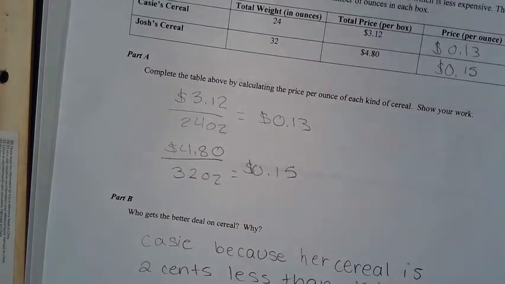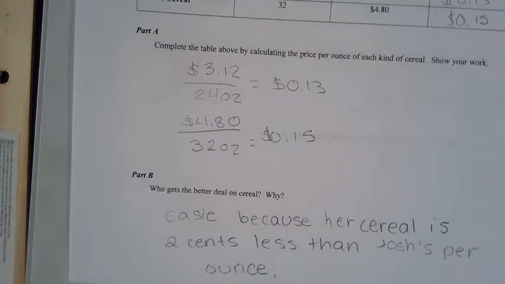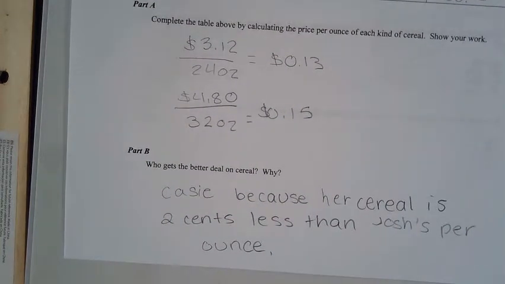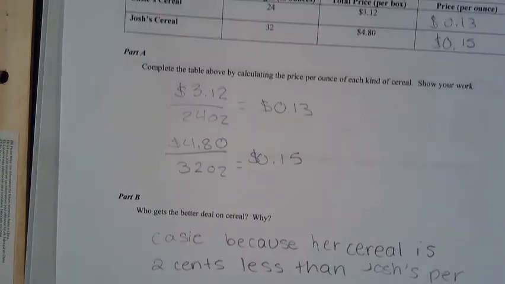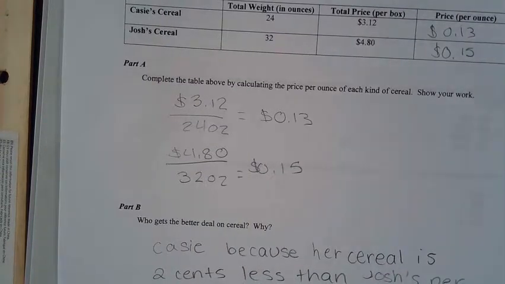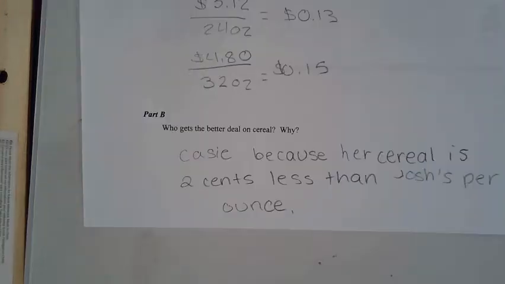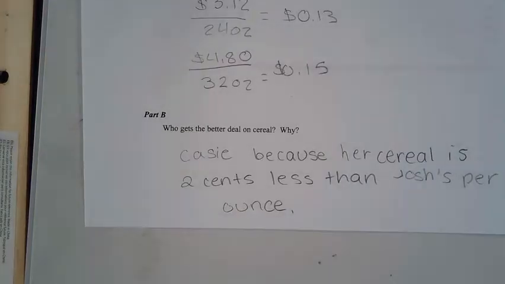Nice job. What's really important there that I'm really happy that you wrote is the per ounce. Because if you look, Casey's cereal is not just 2 cents less. She actually pays $1.68 less. But that's not why she gets a better deal. She gets a better deal because for every ounce, she pays 2 cents less than Josh. So make sure that per ounce is in there. Good job.